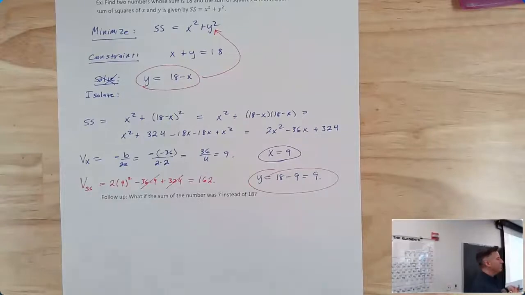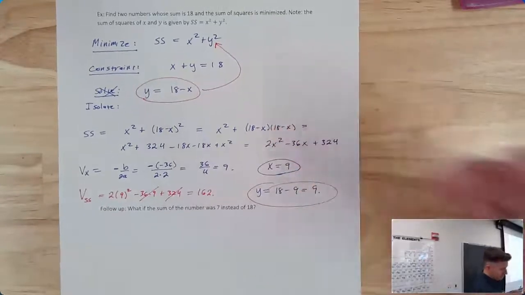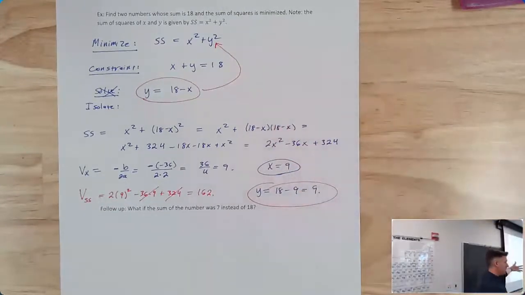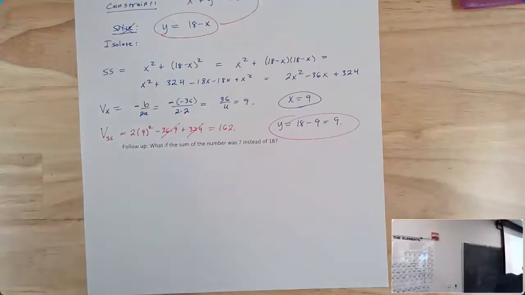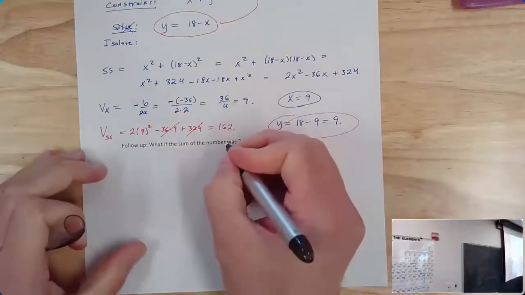This is not a surprising result, in that if you're taking two numbers that add to something and you want to minimize the sum of their squares, it is almost always the case that the numbers should be the same value, meaning they should each be half of 18 in this case. That's very typical. And that's why I've asked the second question. What if the sum of the numbers, not number, sorry, I was typing that fast the other day, I missed another letter.